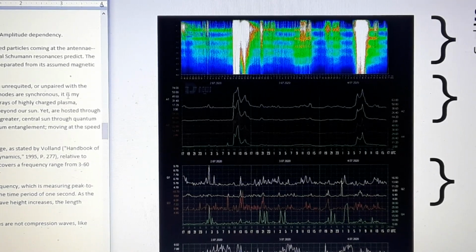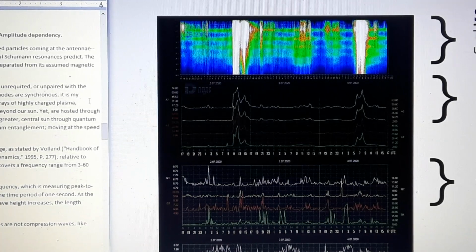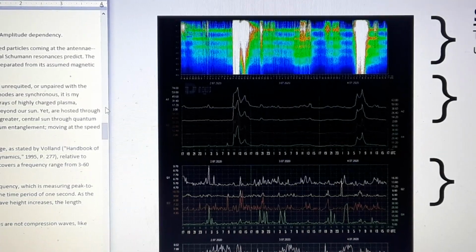When the electrics are unrequited, or unpaired, with the magnetics, the four modes are synchronous. So you see, this is what I'm saying here, synchronous modes. You see this, like all three of them. All right, let me zoom in here so you can see this.